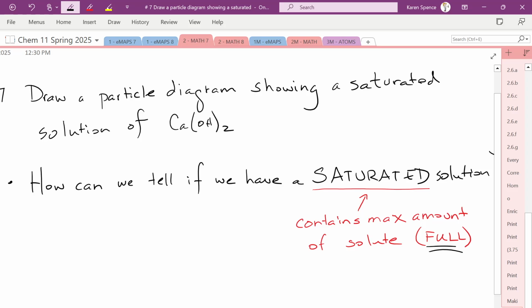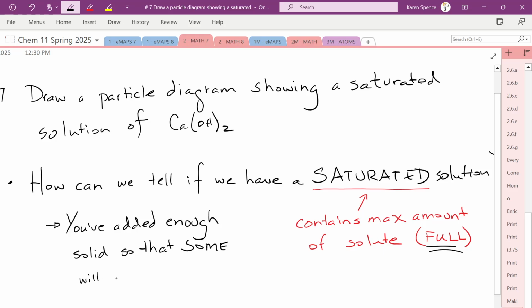How do you know that you've gotten to that point? Yeah, there is some solid left over. So despite stirring, you have added enough solid that some will not dissolve. Okay, you've added enough solute. Now, why is it not dissolving anymore? What we're going to do is draw a solution showing saturated calcium hydroxide.